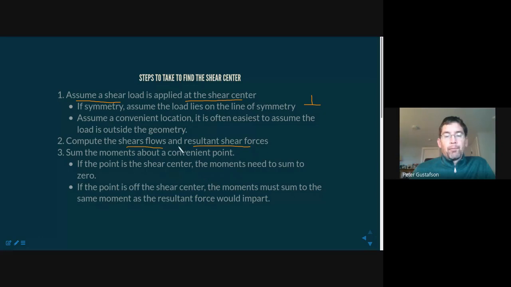And then from that, you need to apply global equilibrium. You need to sum the moments about a convenient point. And if the point is the shear center, then the moments need to sum to 0, because the moment through the shear center, if you're assuming the load at the shear center, has to be 0. If the point is off the shear center, the moments must sum to be the same moment as the resultant force would impart.